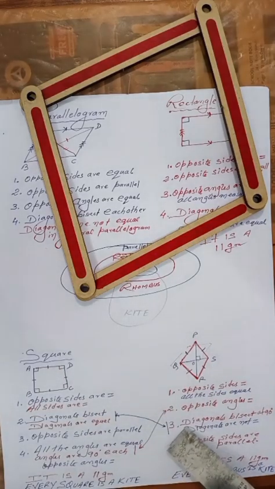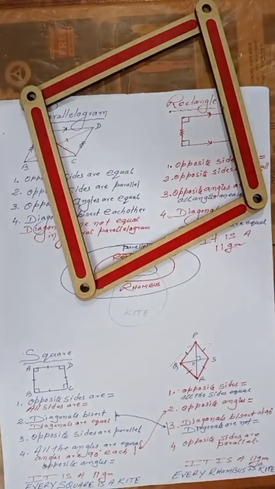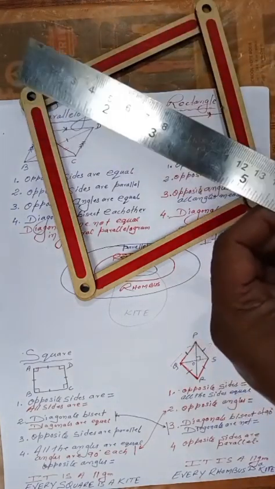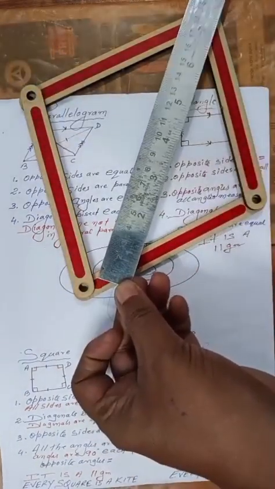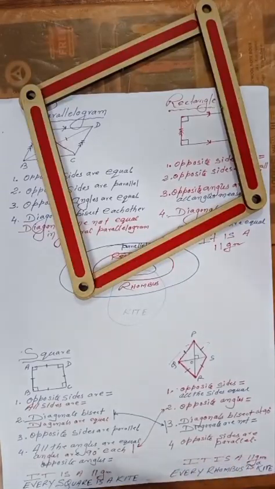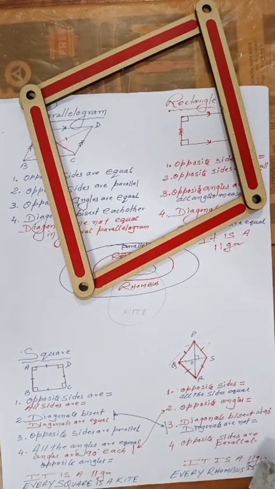Okay, diagonals bisect each other at 90 degrees. Diagonals are not equal. You will see here the diagonals are not equal. From here 1 to 6, here 1 to 7. So diagonals are not equal, but they are bisecting each other at 90 degrees. Clear? And opposite sides are parallel.